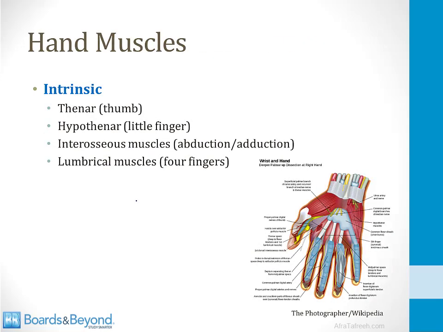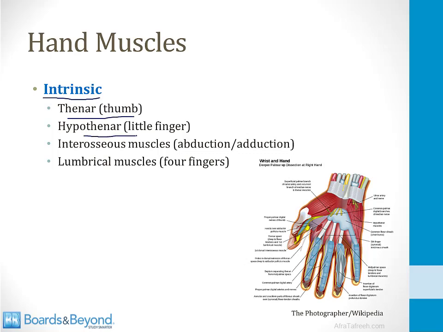The muscles that perform hand movement can be divided into those in the forearm, which are called extrinsic hand muscles, and those in the hand itself, which are called intrinsic hand muscles. Let's talk about the intrinsic ones first. So this group includes the thenar group of muscles near the thumb. We'll talk about this group in a second.